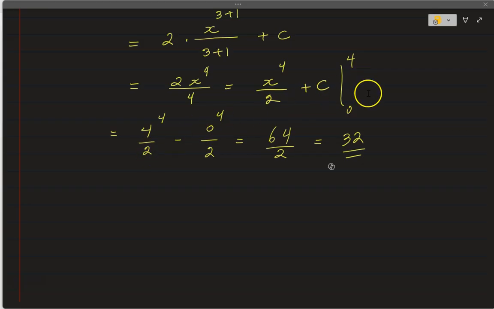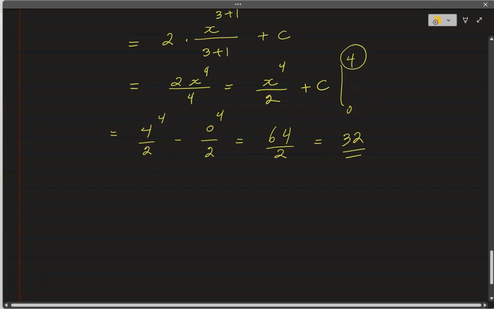You start with the upper bound first, so 4 to the 4th divided by 2 minus 0 to the 4th divided by 2. I ignored c because I just showed you in the first example that c cancels out. There's no reason for you to put that in there anymore, and the final answer will be 32.